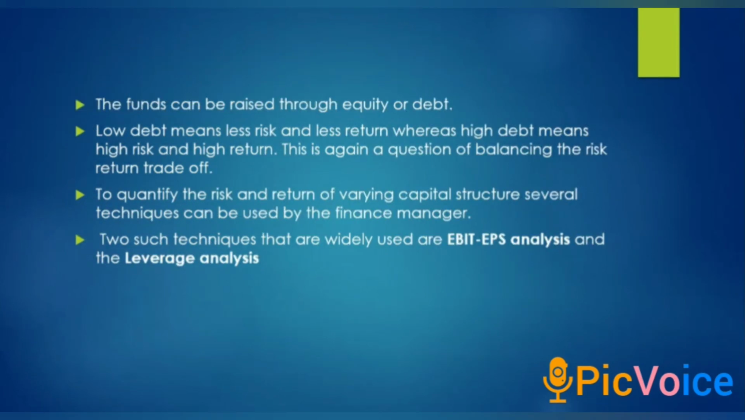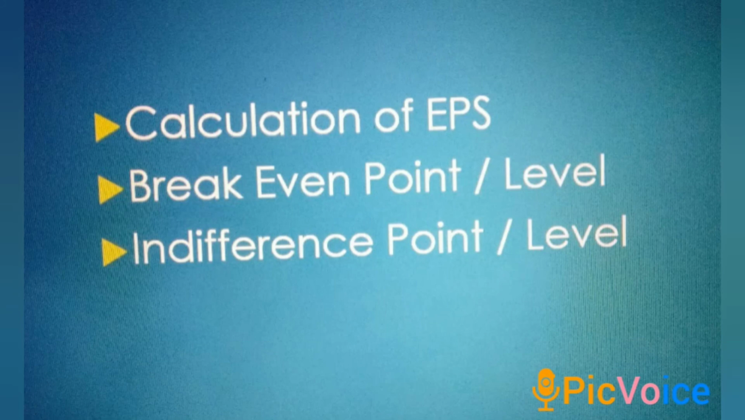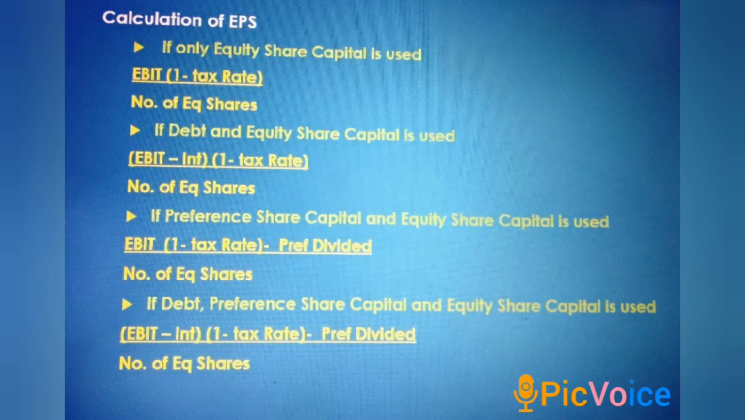There are many techniques which are used to find the optimal capital structure of a firm. Two such techniques are EBIT EPS analysis and leverage analysis. In EBIT EPS analysis, we will learn how to calculate EPS and how to find the break-even point or break-even level, and we will also learn what we mean by the indifference point or level. From an exam point of view, mostly the questions are asked from the calculation of EPS, so you'll see those questions also. Calculation of EPS will depend on the capital structure of the firm. Depending on the situation or source of capital that is used, EPS will vary. So let's solve a question to understand this.